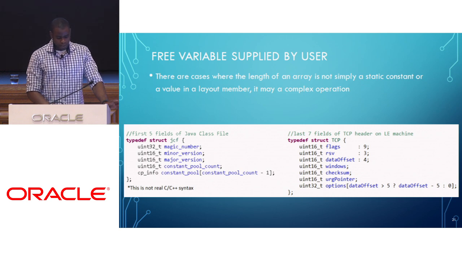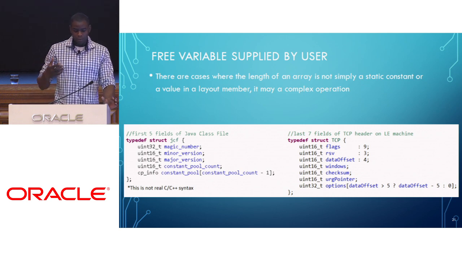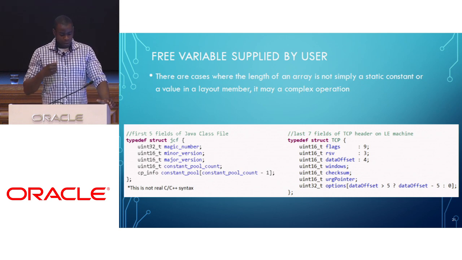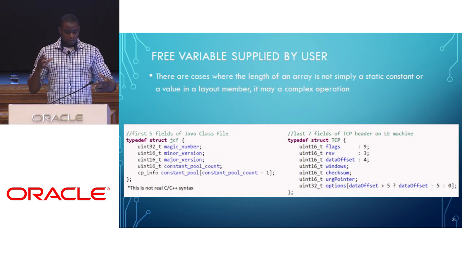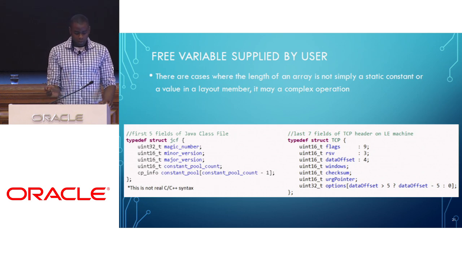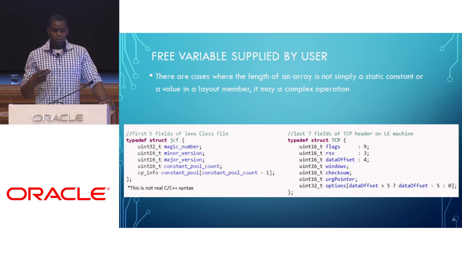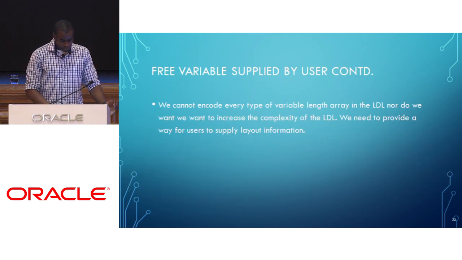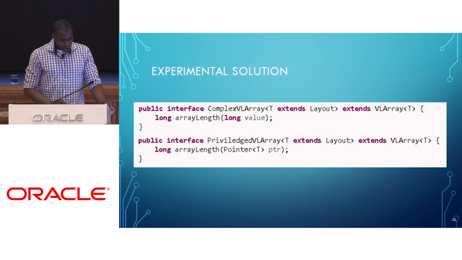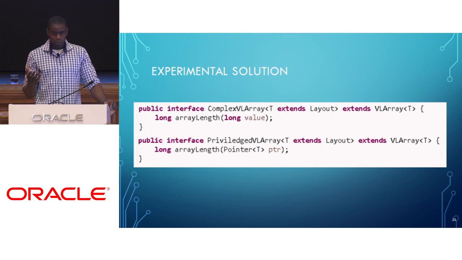So in these cases, it's not feasible to create variable length arrays for every different variation. So we need a way to let users provide that information and let the layout runtime pick it up. So here's basically what I said. Here is a solution that we were playing with.